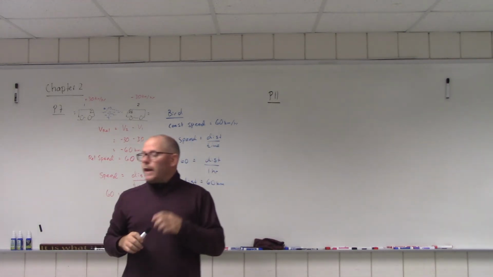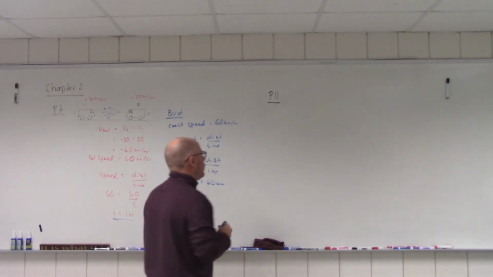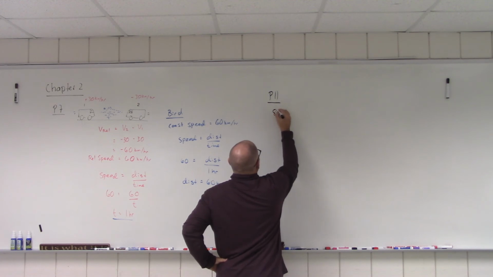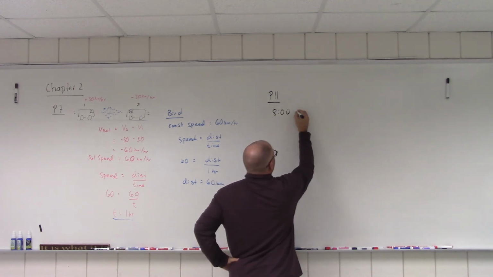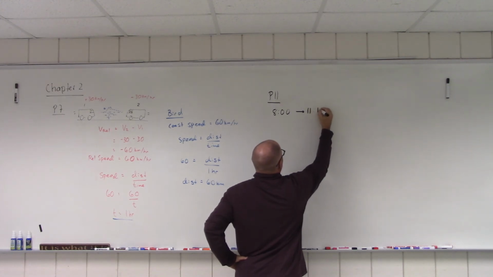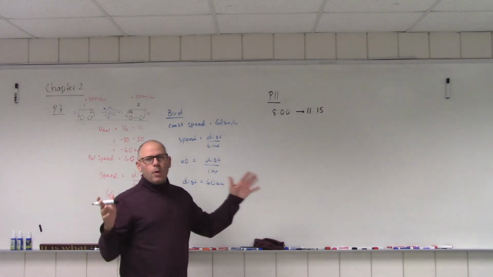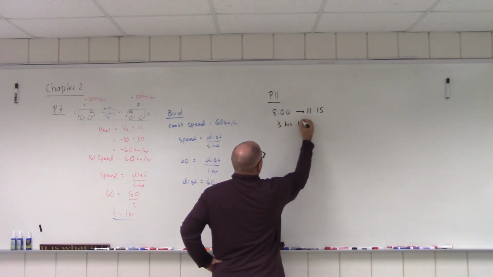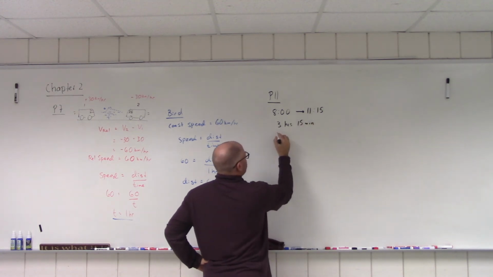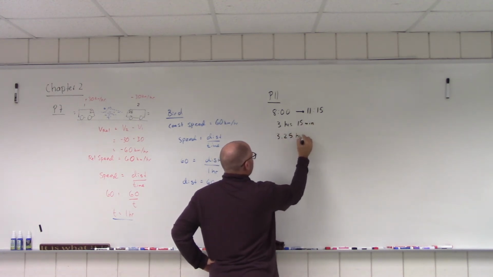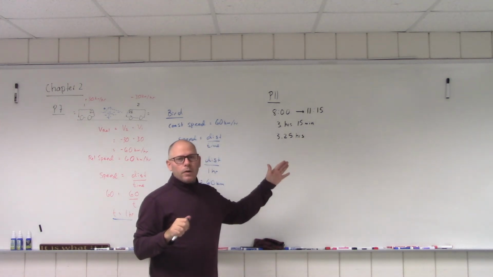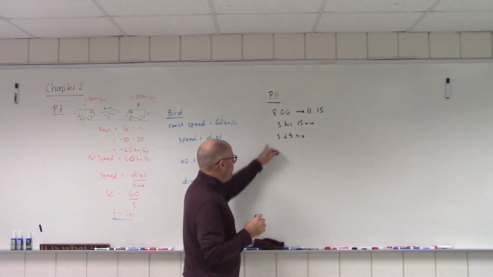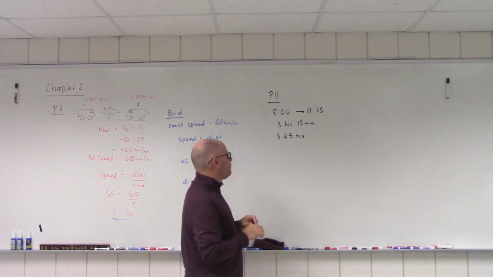So in problem 11, we're going to take a little road trip. You're driving to an interview or whatever. And it says that you're going to leave at 8 a.m. and you're going to arrive there at 11:15. So what's the total elapsed time for the whole trip? So it's going to be 3 hours and 15 minutes. So that's 3.25 hours. It's important to work in just hours because the units are like kilometers per hour, so we got to make sure all our units match up.